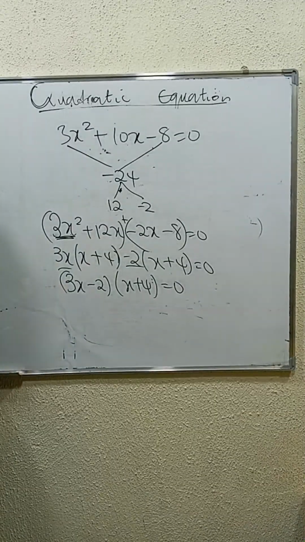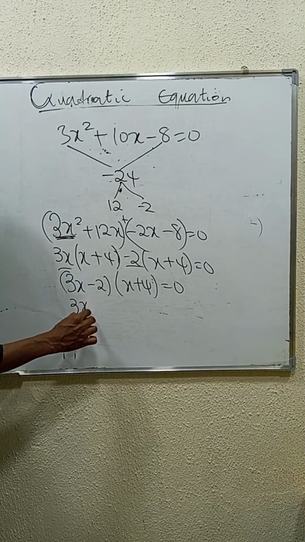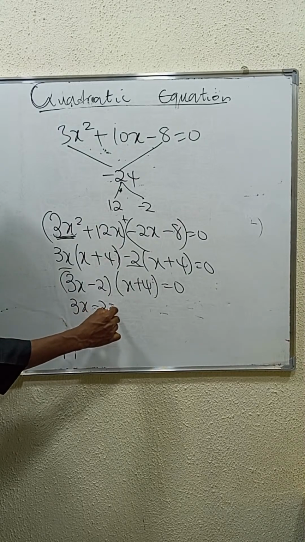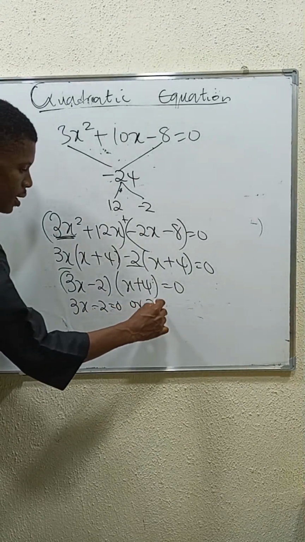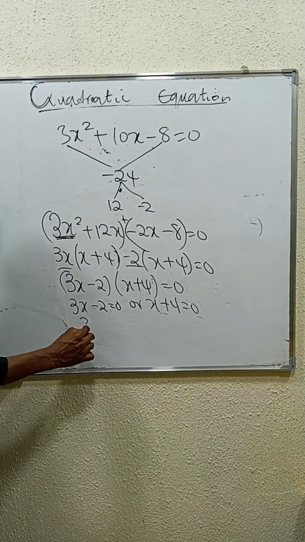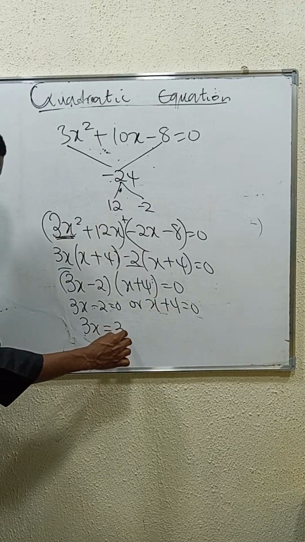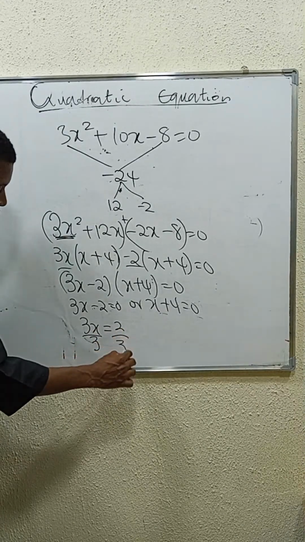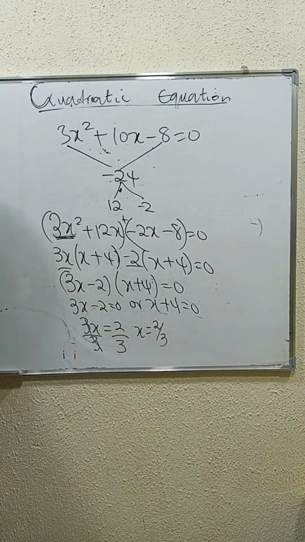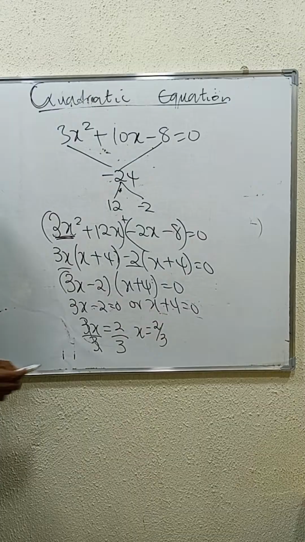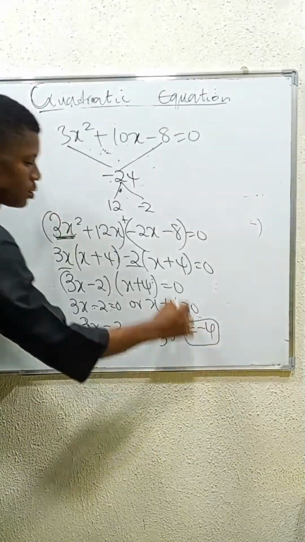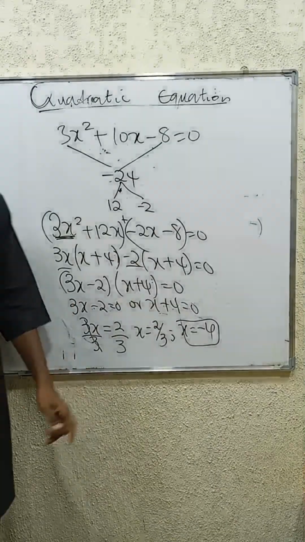So we equate each factor to 0. That is 3x minus 2 is equal to 0, or x plus 4 is equal to 0. If you have that, you see that 3x is equal to 2. Divide by 3, divide by 3. If you divide by 3, x is equal to 2 over 3. Then for this one, you subtract 4 from both sides. You see that x is equal to minus 4. Okay? So x is minus 4 and x is 2 over 3.